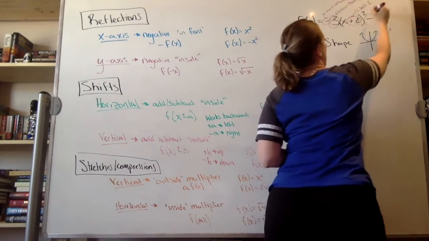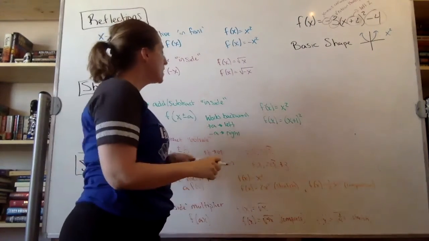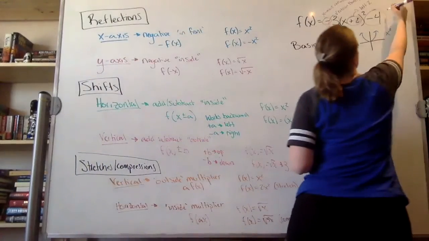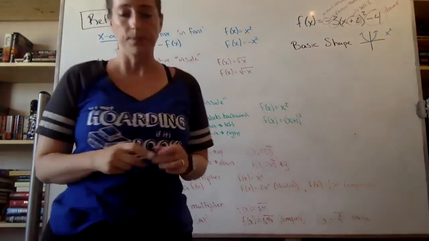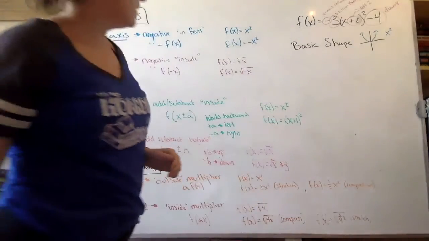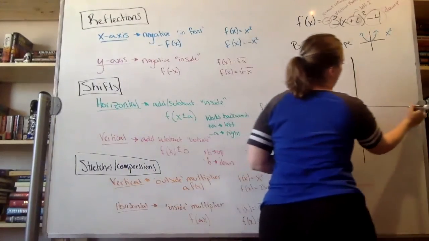And last, we have this minus 4. This minus 4 is outside of our squaring function, so this is going to represent a vertical shift, and that's going to be a vertical shift of down 4. All right, now with all of that, we can sketch a pretty decent graph of this guy.